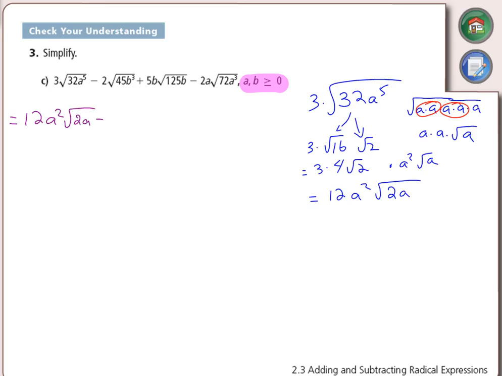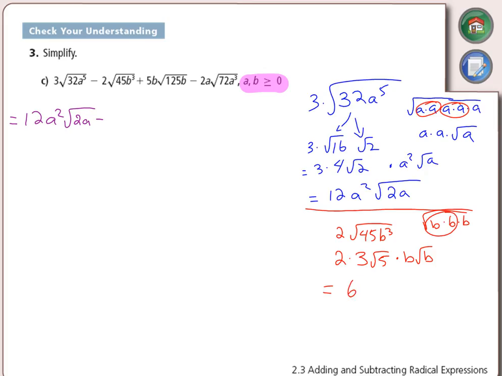Doing the same thing with the 45b cubed. The 45, 9 and 5, so that's going to be 2 times the 3, square root of 9 is 3, root 5. B cubed, that's b times b times b. Group of 2, square root of b squared, that's a b. So again, I'll show you. Got a group of 2, b comes out. So, simplified, 2 times 3, 6b, square root 5b. Bring her back in. 6b, root 5b.